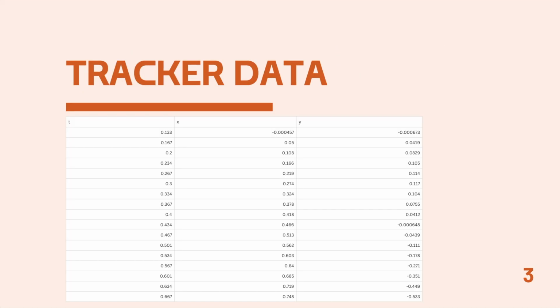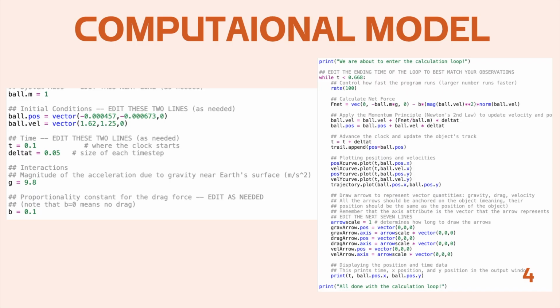We imported the video into the tracker software and tracked the position of the paper ball frame by frame. Tracker generated data tables and graphs for the ball's trajectory in both the x and y directions. From this data, we extracted the initial conditions, including the starting position and the velocity components in the x and y direction. We then added these values into the starter code in VPython.